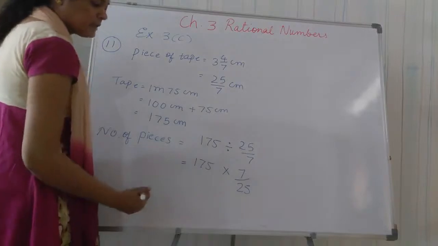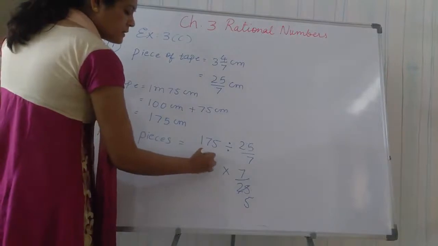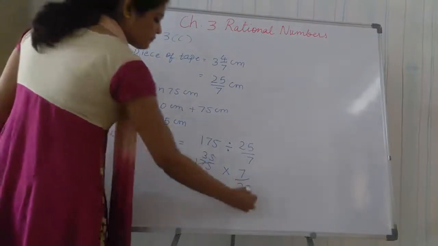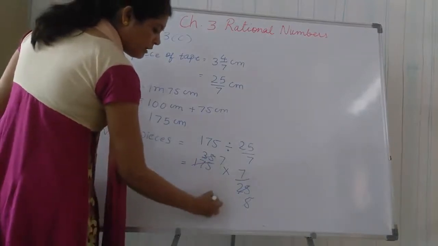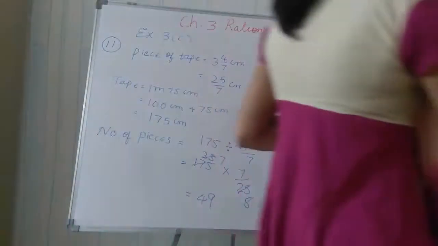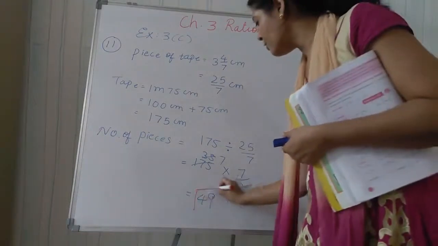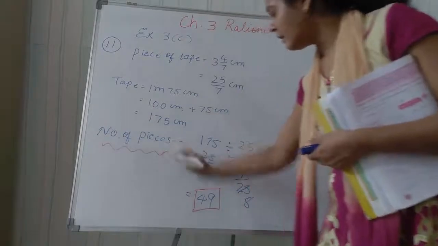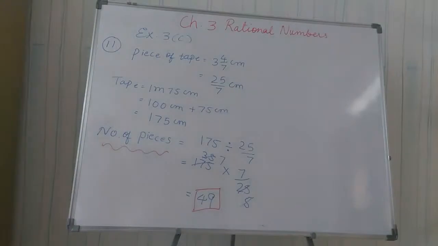Now we can cancel this by 5: 5 5s are 25, 5 3s are 15, and 5 5s are 25, 7s are... It means 7 7s are 49 number of pieces. We can find out which is our final answer of question number 11. So here how many number of pieces we get? They are 49. So understood, students, how to solve whenever some big thing is given and you want to find the small pieces from it.